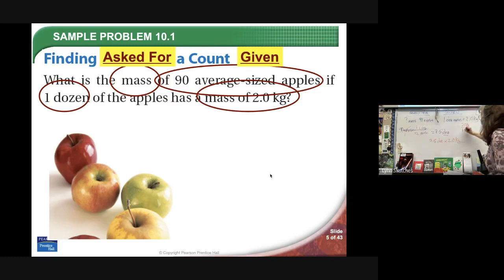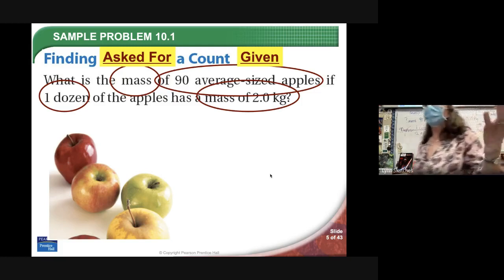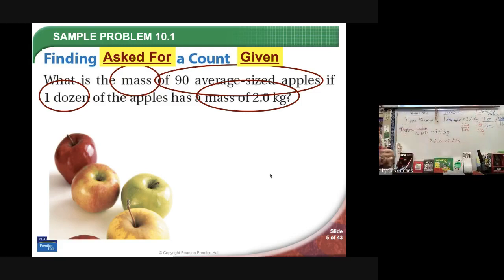Sometimes you have to multiply by 2, like this one, or sometimes you would divide by 2, right? I could give you a mass and ask you how many apples you have, how many dozen. So again, the units on top can cancel the units on the bottom. This is understood to be over 1. You're left with kilograms in your answer, which is what the problem originally asked you for.